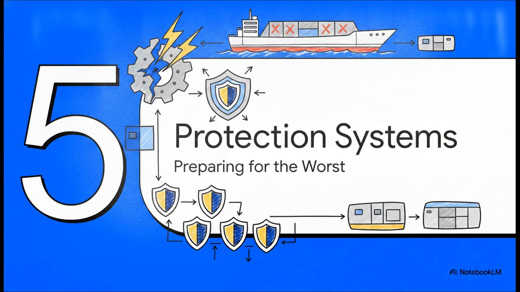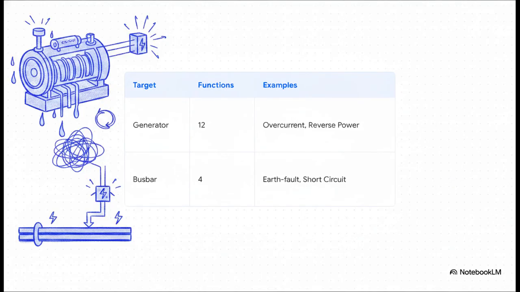Next up, Section 5, layered protection systems. Preparing for the worst. Because we absolutely have to have fail-safes for when things go catastrophically wrong. Take a look at the massive data density here. A single generator has 12 distinct ways it can fail, from internal cooling leaks to reverse power situations.